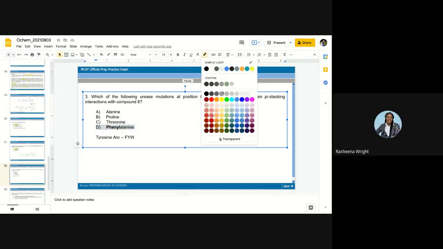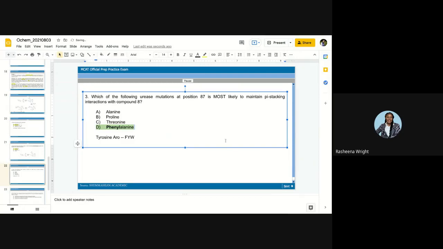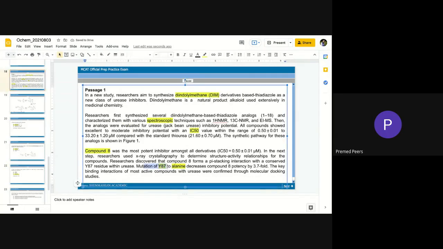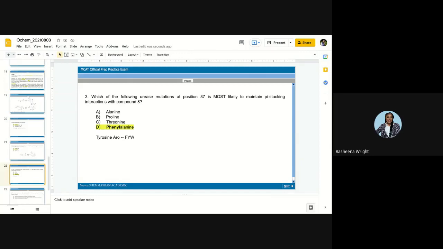Where did you guys get tyrosine from? Oh, the passage. Because Y stands for tyrosine in short. So that is something within biochem that you need to remember, the one letter code for each of the amino acids. I never knew that. Okay, thank you.